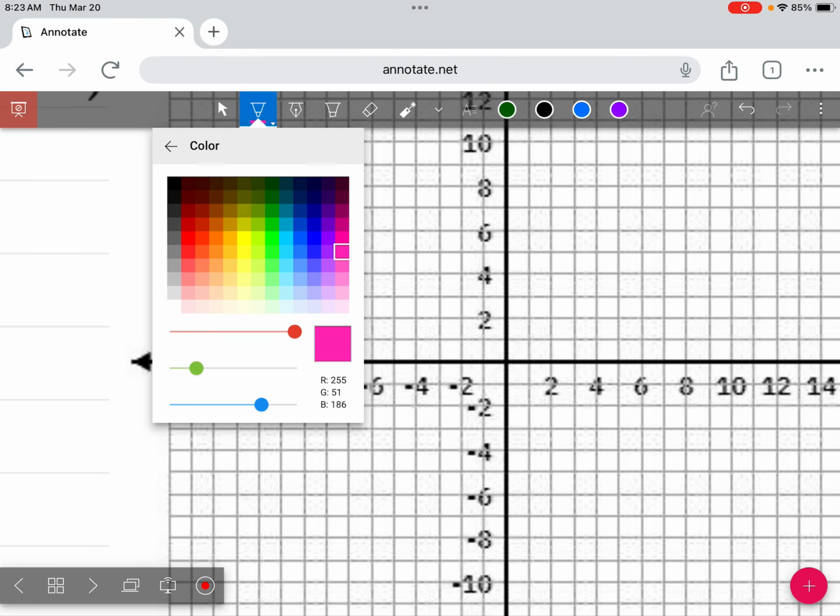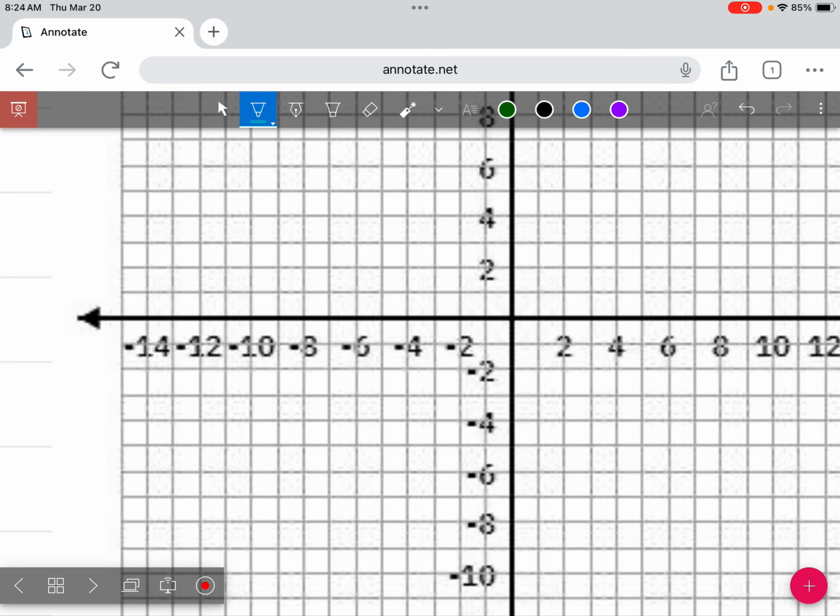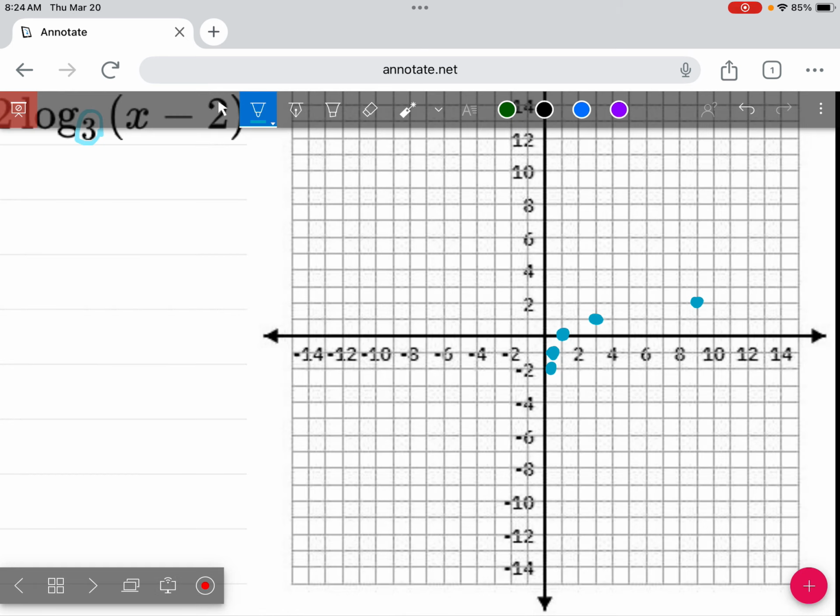But I am going to plot my points. We are going to come through here, and I'm going to put my point at 1/9, -2, which is going to be right in there. My 1/3, -1 is going to be right about there, and they're very close together, and that's okay. And then we're going to have our 1, 0, our 3, 1, and 9, 2.